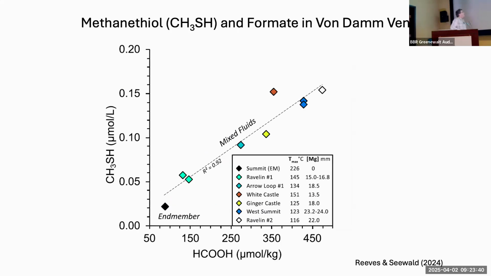Another interesting aspect of these fluids, we measured methane thiol in the fluids. And you can see a very strong correlation with formate, suggesting that a similar process might be going on producing methane thiol. These did not achieve thermodynamic equilibrium, but they may have been on their way to getting there. And so it's not concrete, but there is some evidence that we're abiotically producing this interesting sulfur compound.